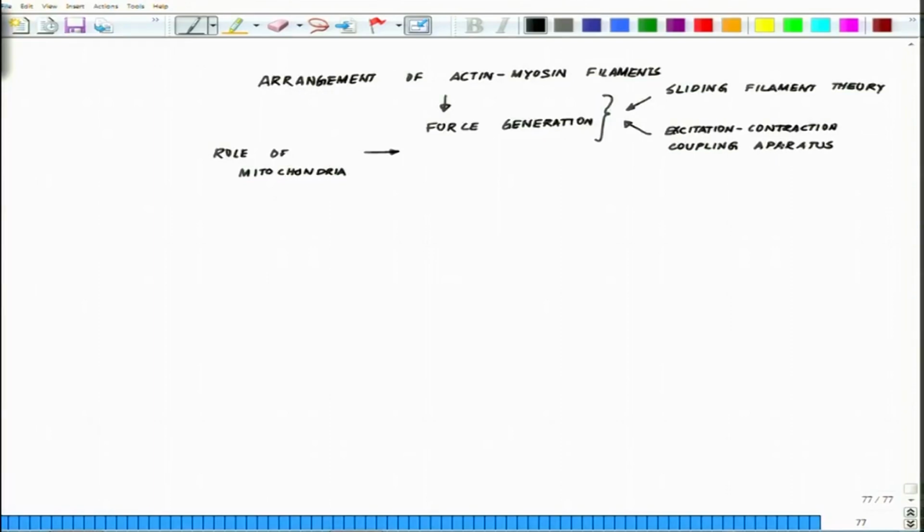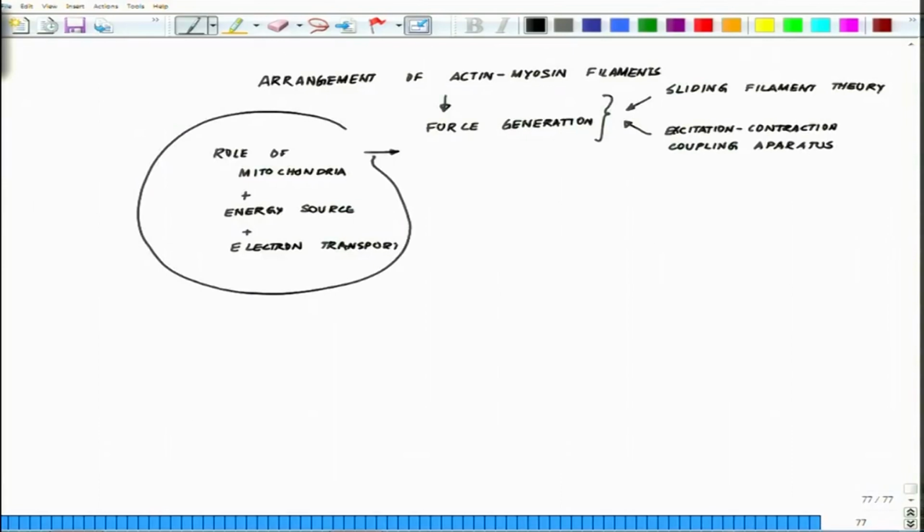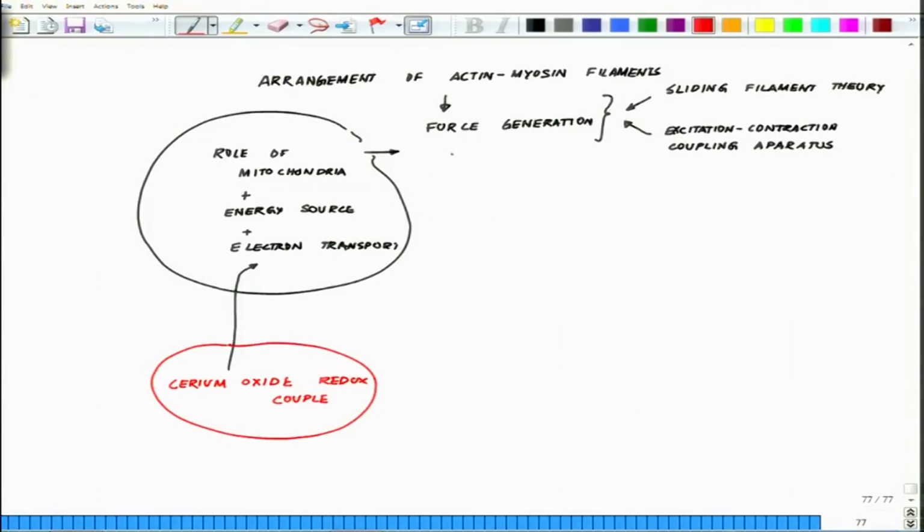Okay, and the role of mitochondria: energy source, electron transport, and in this whole process, how our target, the cerium oxide redox couple, plays a critical role.